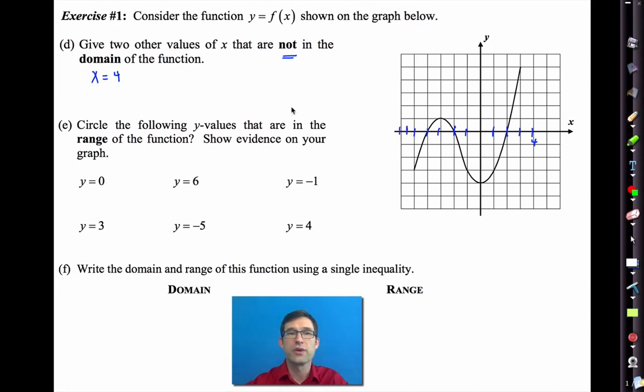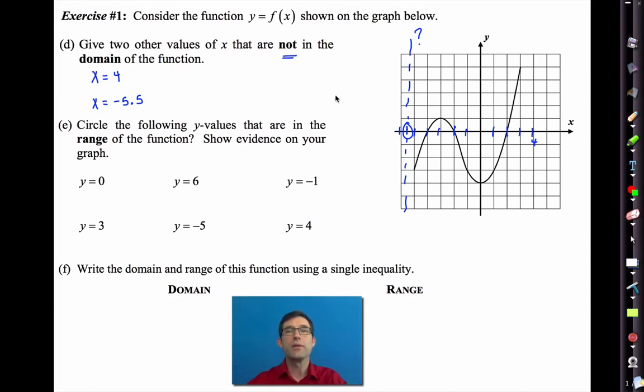Hey, let me get tricky. Let me go x equals negative 5.5, right? That would be our friend right here. And again, nothing there, right? So both of those aren't in the domain of the function.